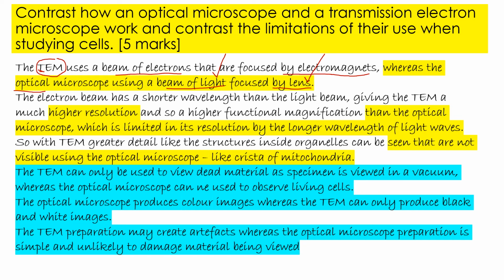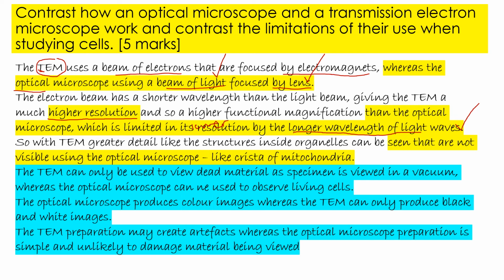The electron beam has a shorter wavelength than a light beam, so we could do in a contrast, giving the transmission electron microscope a much higher, so you see that improvement there with the higher resolution, and so a higher functional magnification than the optical microscope. Better now, which is limited in its resolution by the longer wavelength of the light waves. Okay, so now we've got that limitation because the longer wavelength of the light waves is limiting the resolution. Okay, so in other words, we've got a lower resolution.